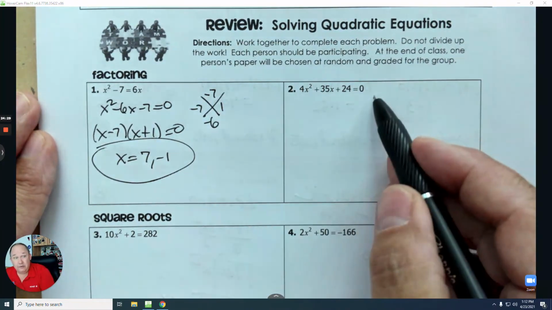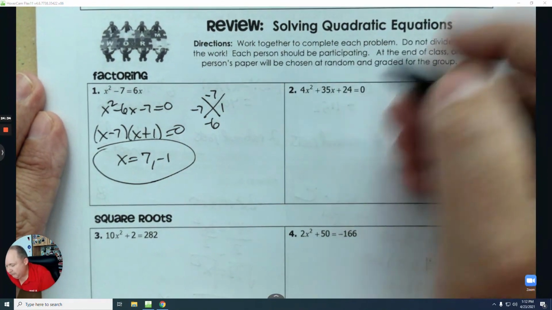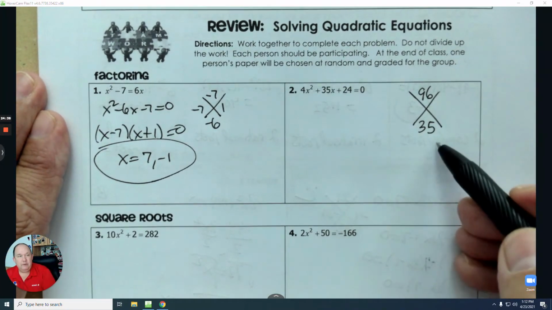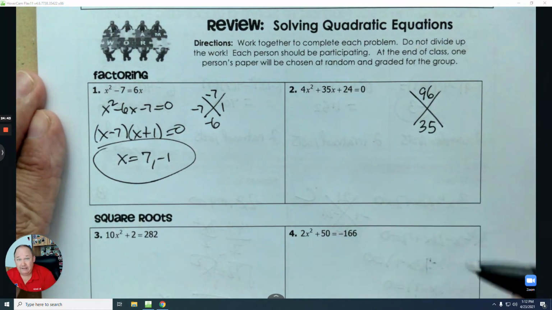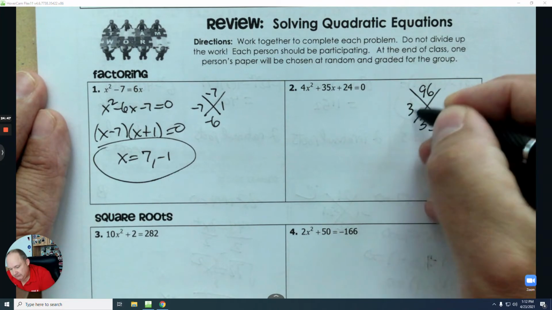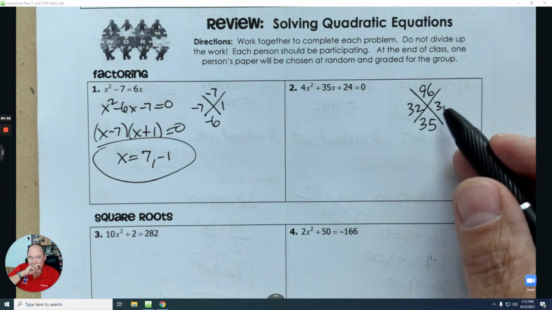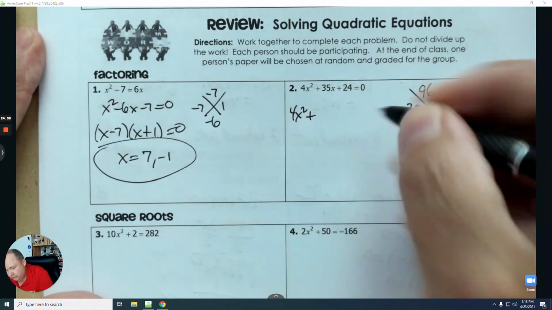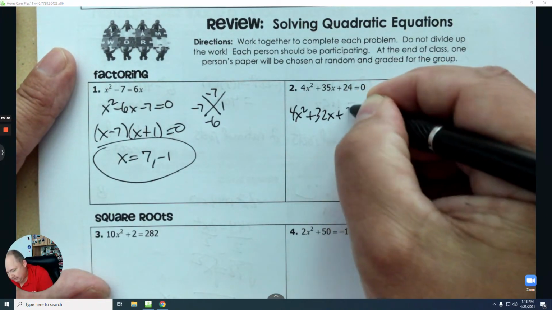For number 2, it is equal to 0. So right away, I'm going to go 4 times 24, which is 96. And then 35 goes underneath. I need two numbers that multiply to 96, and the same two numbers add to 35. So the two numbers that fit are 32 and 3. They multiply to 96. They add to 35. Come back here, do a substitution. So substitute out 35 and put in 32 and 3.